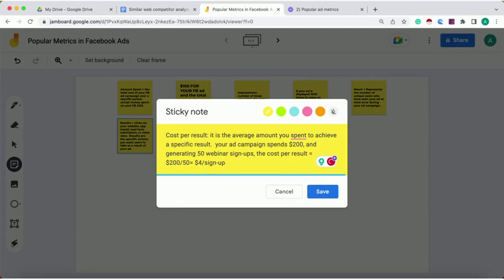So I would repeat this: cost per result is the average amount you spend to achieve a specific result. That can be a click or a conversion, depending on the kind of campaign objective you are having. Suppose your ad campaign spends $200, the total amount of your campaign, and you are generating 50 webinar signups. So you are running an ad for webinar invitations, and you want people to fill up their details. The cost of acquiring every single lead would be $200 divided by 50, which is $4 per sign up.